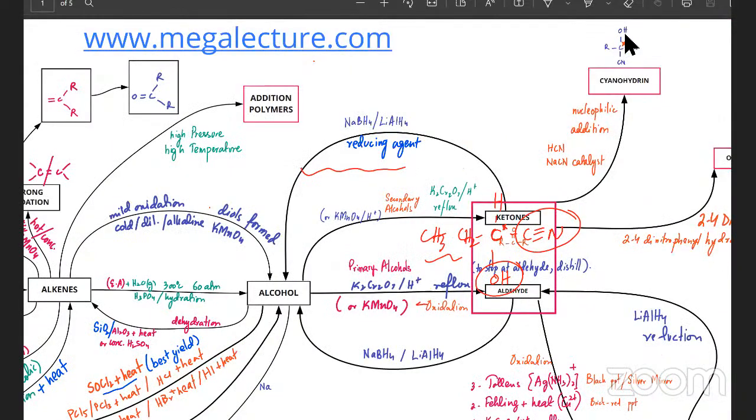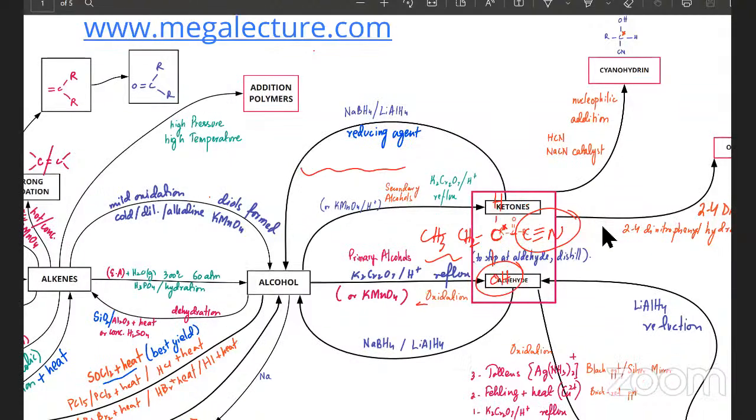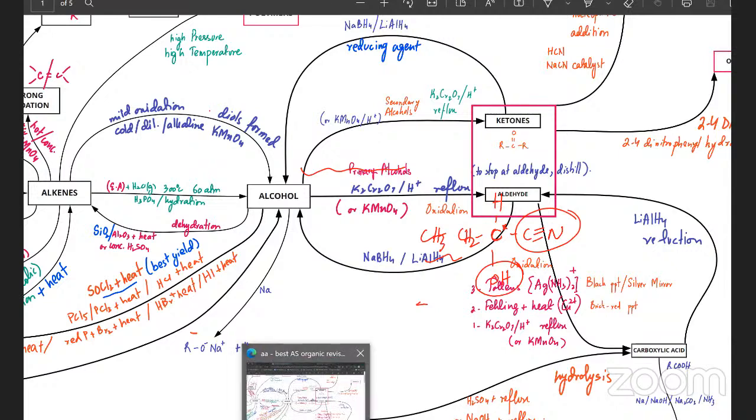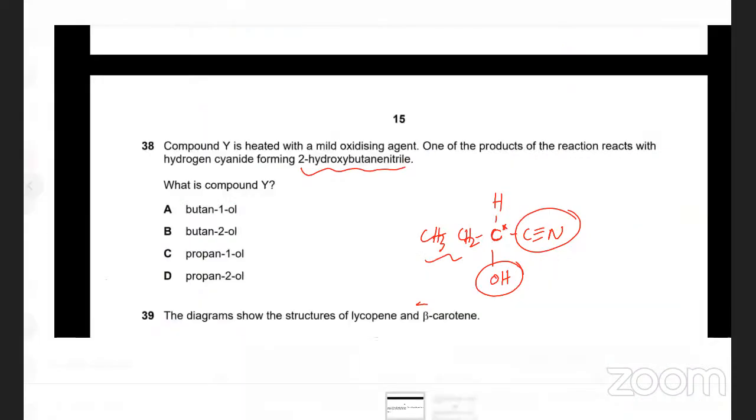When you have a reaction with HCN, you have an OH and a CN attached to the same carbon atom. What is this carbon before? In what shape does it exist? Before this happened, it's a ketone or an aldehyde. It's a double bond O. So that means this one over here, before all of this happened, it was a double bond O. So that means it's CH3, CH2. This carbon was a double bond O and H before the CN and OH got attached to it.